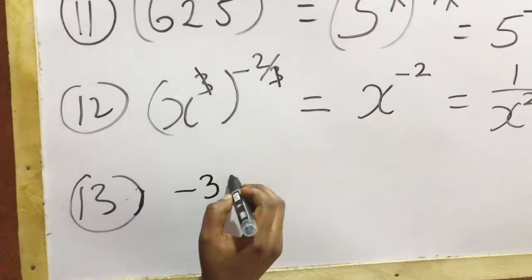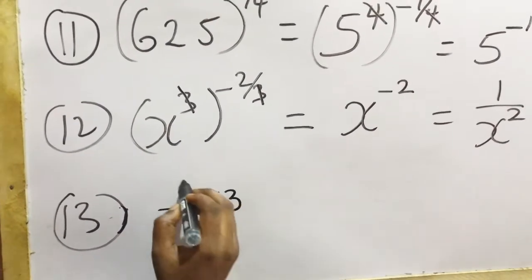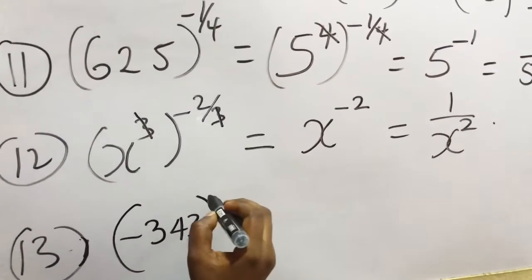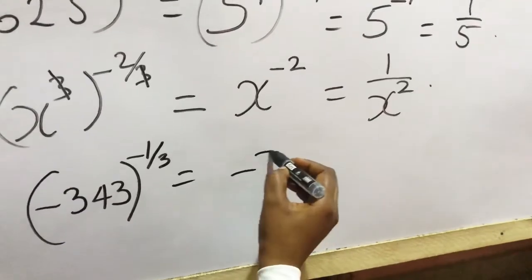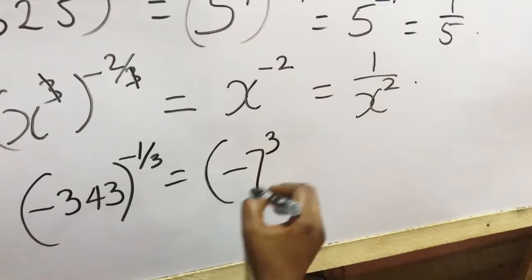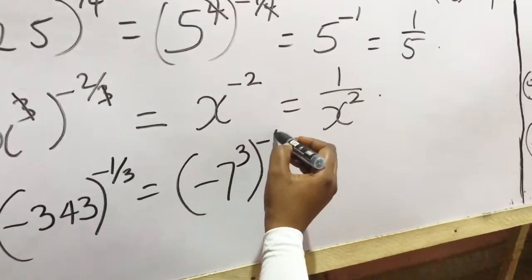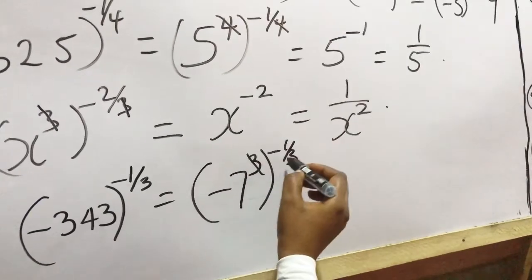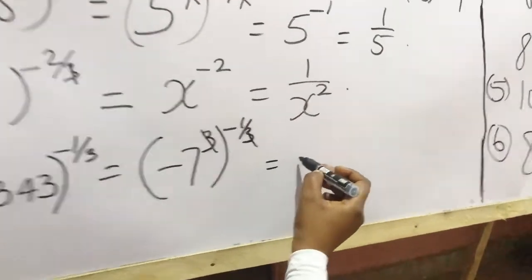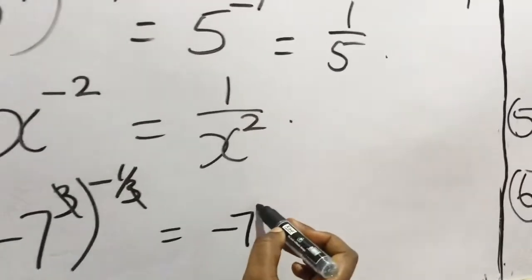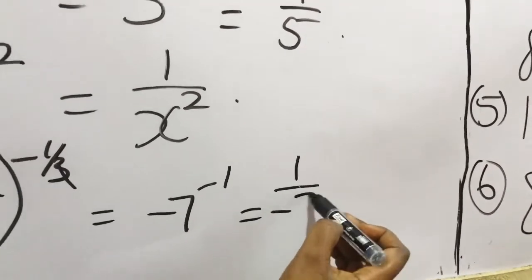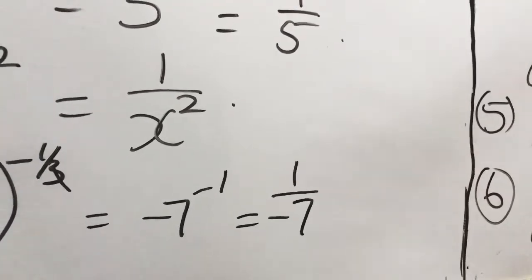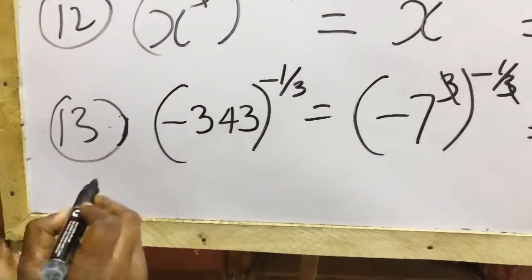Minus 343 raised to the power of minus 1 over 3 will be equal to minus 7 raised to the power of 3, raised to the power of minus 1 over 3. So this 3 will cancel this 3, so it's equal to minus 7 raised to the power of minus 1, which is equal to 1 over minus 7. So that is the answer. Number 14.